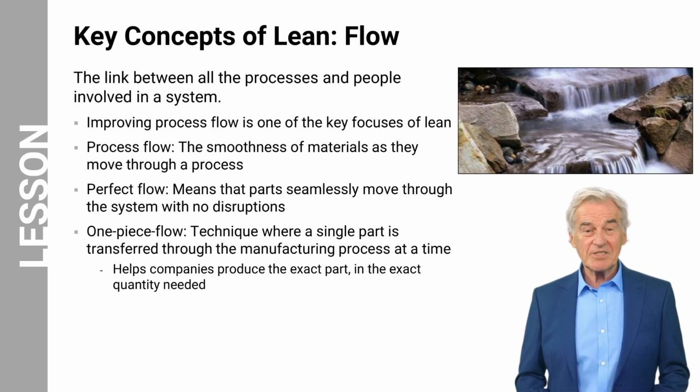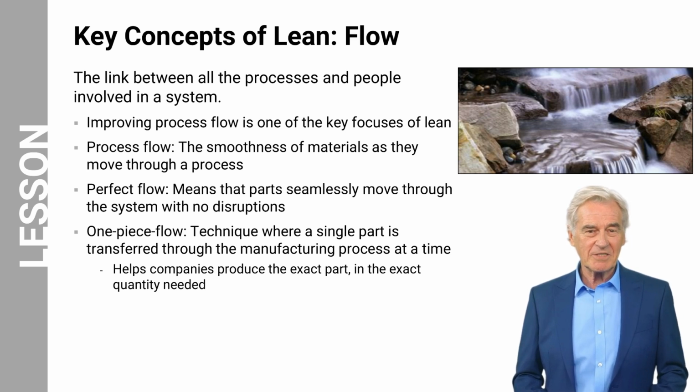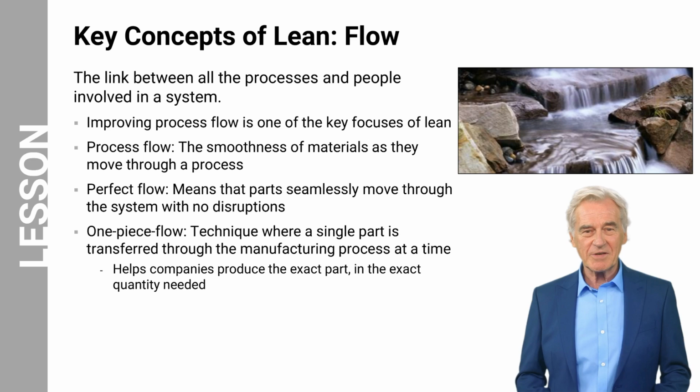Let us now analyze one of the key focuses of Lean, which is to improve process flow. Flow is a term that is used a lot in lean manufacturing. It is an abstract concept that is hard to measure directly. It links all the processes and people involved in a system. Process flow is the smoothness of materials as they move through a process. Perfect flow means that parts seamlessly move through the system with no disruptions. The flow element of a system is often the most apparent identifier that improvement is needed and is sometimes a reflection of the system's physical design.